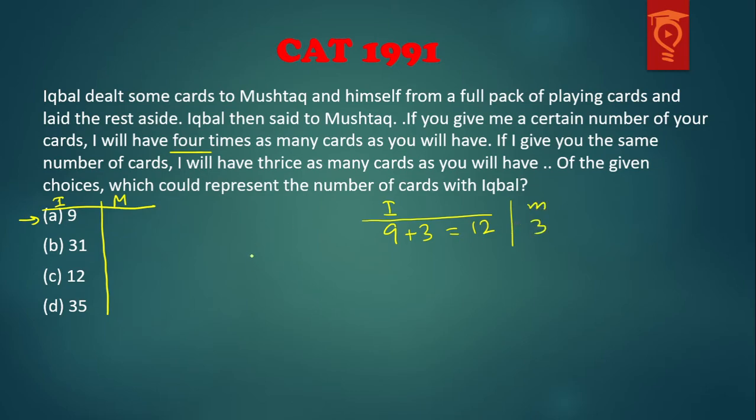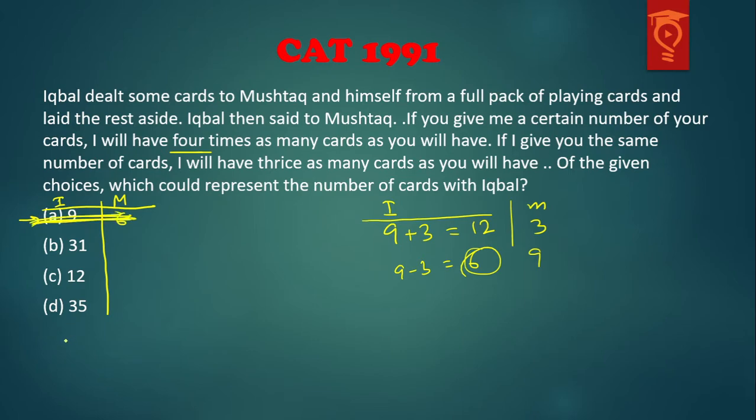That means originally Mushtaq had 6 cards. That is why when he gave away 3 cards to Iqbal, Iqbal had 12 and Mushtaq had 3. Hence Iqbal had 4 times as many cards as Mushtaq. And in turn, when Iqbal gives away 3 cards, Mushtaq will have 9 cards, and this is not 3 times. In fact, Mushtaq has more cards now. So first option doesn't work out.